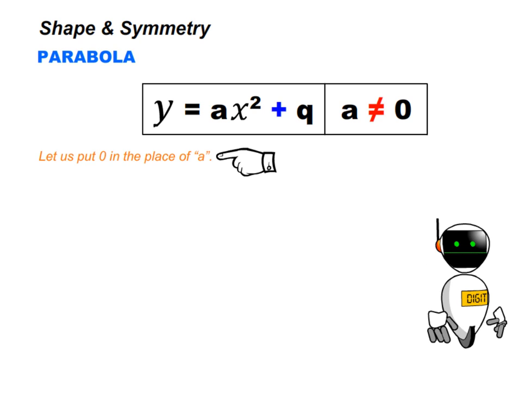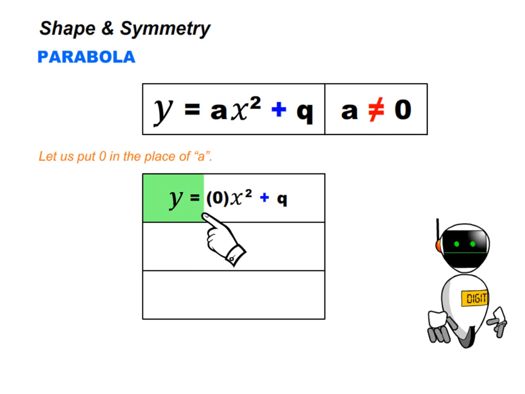Let us put 0 in the place of a, and let us see what happens. If we put 0 in the place of a, we will have y is equal to 0 in brackets multiplied by x squared plus q. Look at this part. 0 multiplied by x squared is equal to 0. So 0 plus q is equal to q. So y is equal to q.